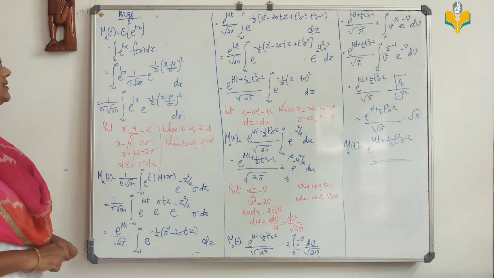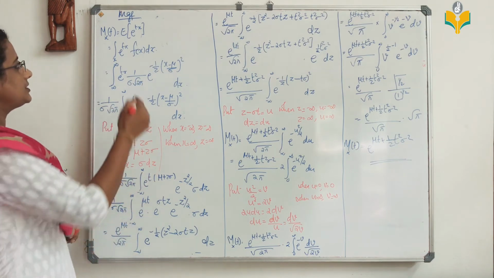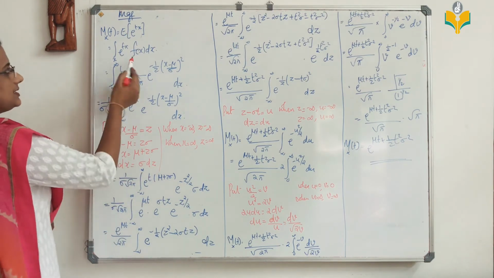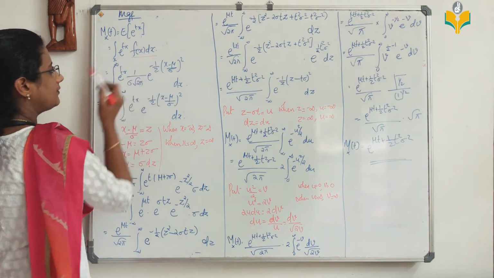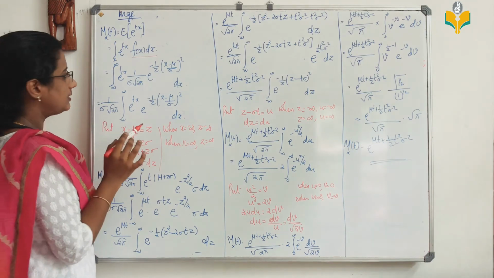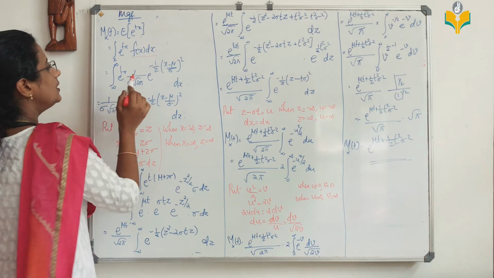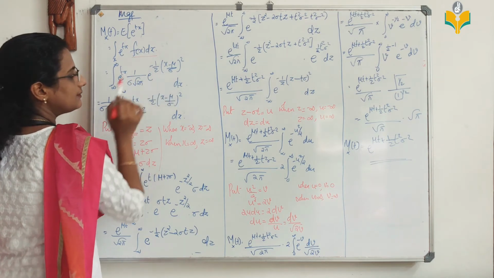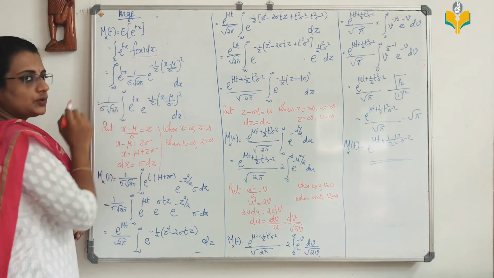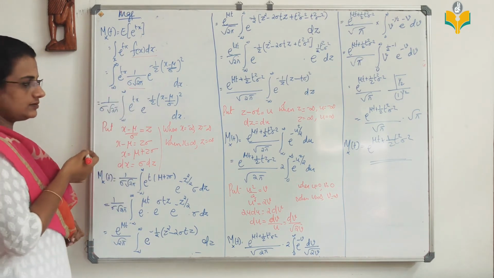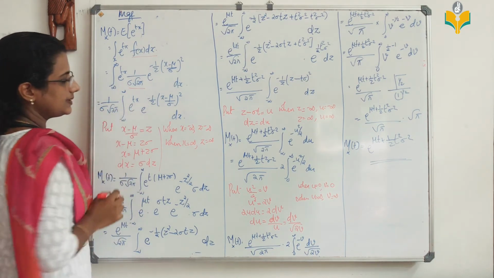As you know, the formula for MGF is M of t equal to expectation of e raised to tx. That is, by the definition of expectation, integral over x of e raised to tx into f of x dx. Instead of f of x, we have to write the PDF of the normal distribution. That is, integral from minus infinity to infinity of e raised to tx into 1 by sigma root 2 pi e raised to minus half into x minus mu by sigma the whole square dx. 1 by sigma root 2 pi is a constant, so it can be taken outside, and the remaining term will be the integral of e raised to tx into e raised to minus half into x minus mu by sigma the whole square dx.